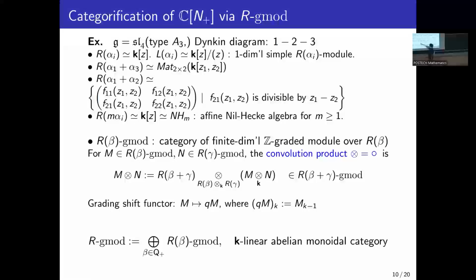And there is a grading shift functor. Yeah, it's not important in my topic. Anyway, because this is a graded module, you can take the grade shift, right? So let me denote this grade shift functor by Q.